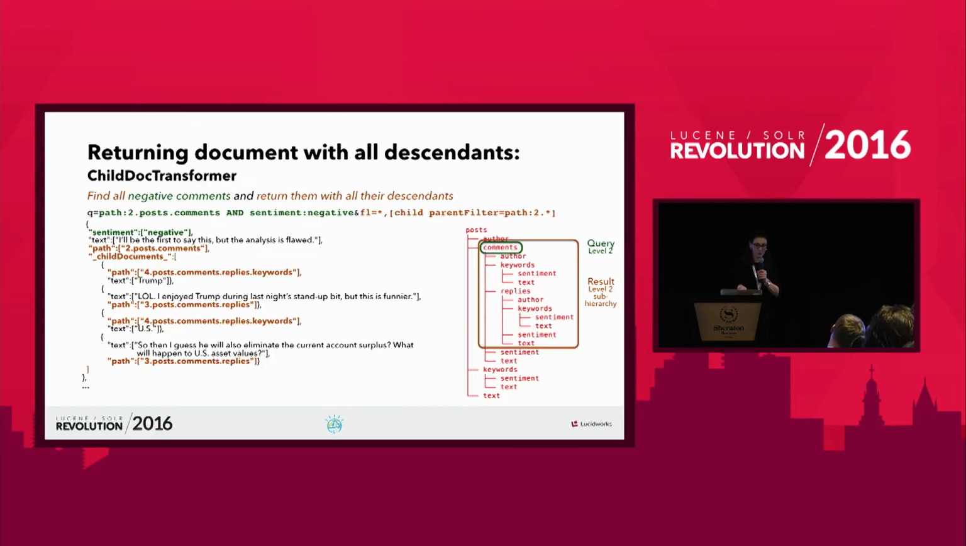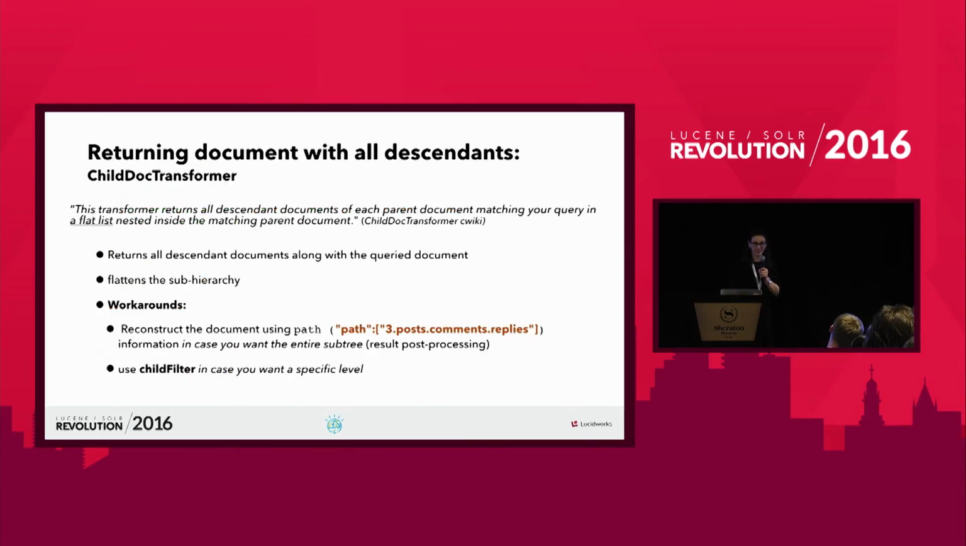So here, under underscore child documents underscore block, we see the children, but you might notice that there are level 3, level 4, and it's not that I forgot to indent the responses correctly. Unfortunately, the structure is really flat, and it is so by design. We can get to the documentation and see that child doc transformer returns all descendant documents of which parent document matching your query in a flat list. And this is how it's supposed to be.